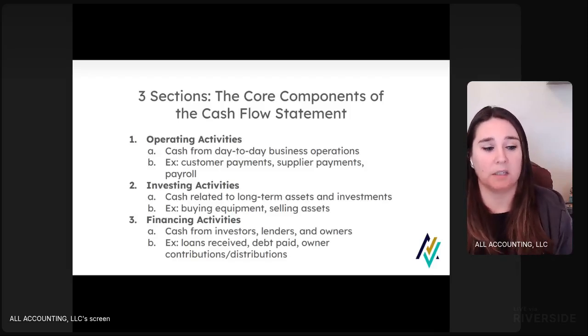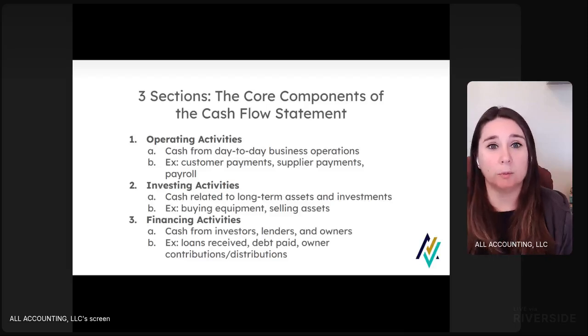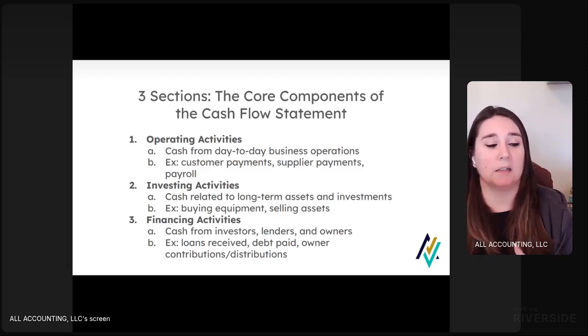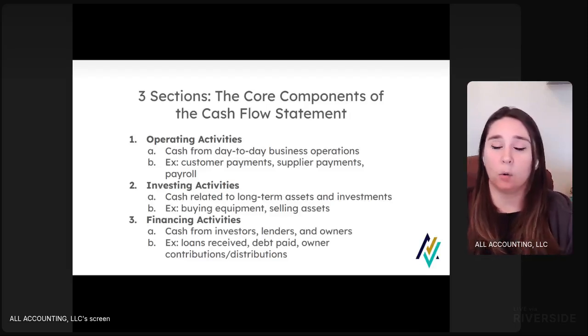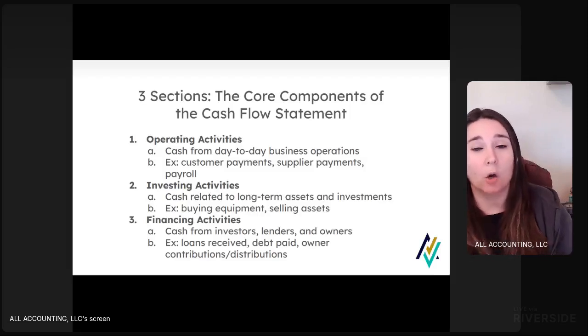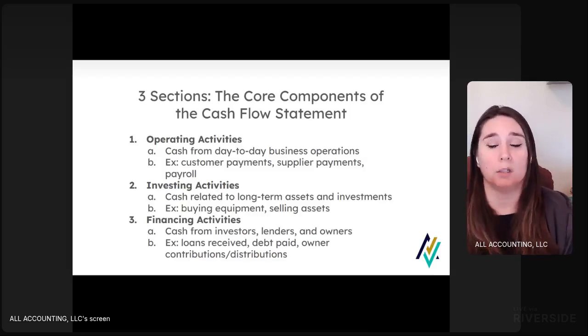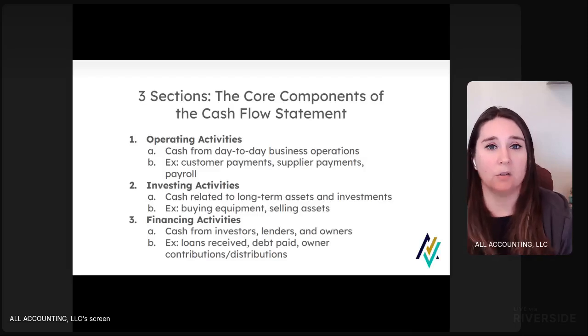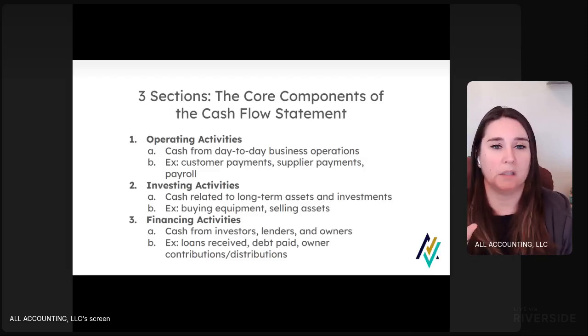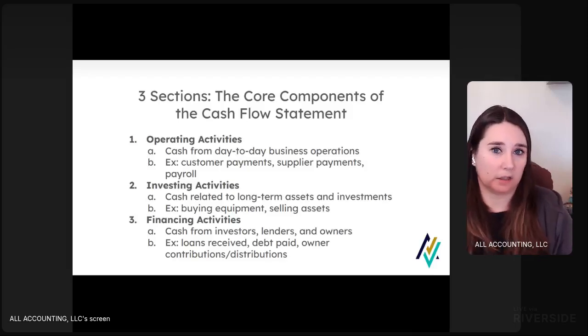In investing activities, these are your long-term assets and investments. This is like buying equipment or buying a truck, or perhaps you've sold them off or depleted them, or have decided to use something else. These are basically taking and reinvesting into your business. You also may have invested into another side business or a friend's business. You will see these investing activities in this section as well.